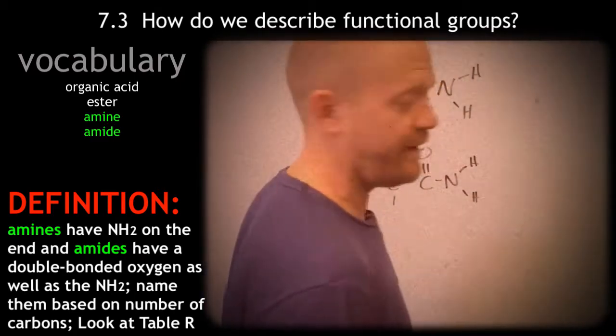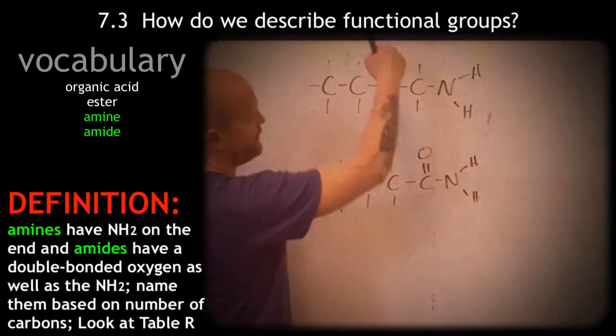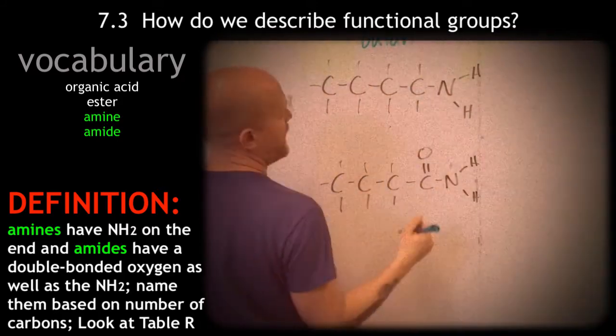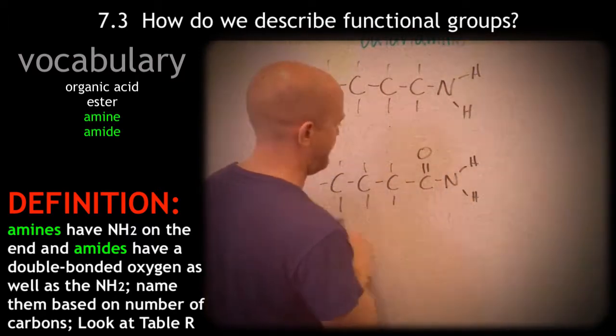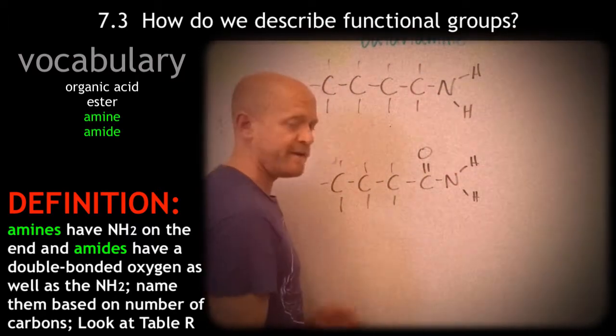Okay, our last example of functional groups are amines and amides. And all you really need to know, they very rarely ask questions about this. But again, it's a butane backbone, butanamine. And this one, you're going to notice, they look almost identical, except this one has a double bonded oxygen.